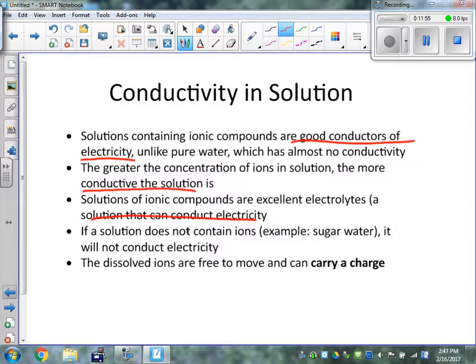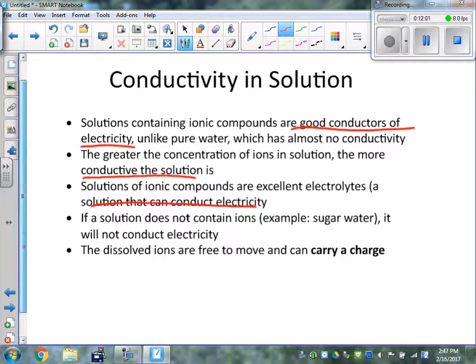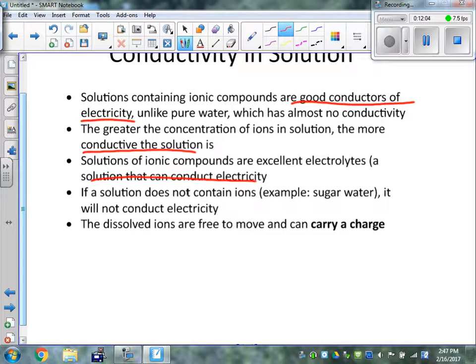Solutions of ionic compounds that conduct, that have electrolytes, that are ions, basically ions. They can conduct electricity. If a solution does not contain ions, for example, sugar. Sugar is not an ionic compound. It is a molecular compound. If you dump sugar into water, it will not conduct electricity. Okay? Ionic compounds in water, they do. Okay? The dissolved ions are free to move and carry a charge.